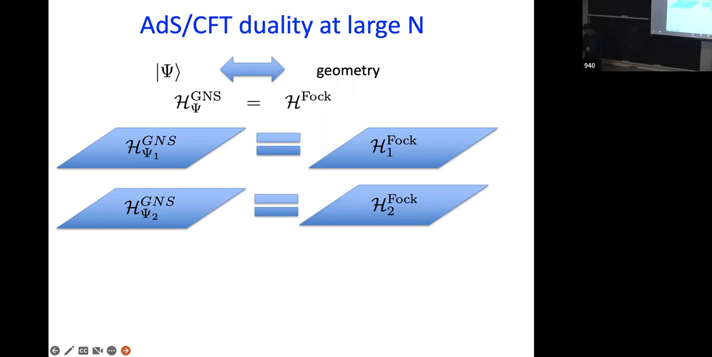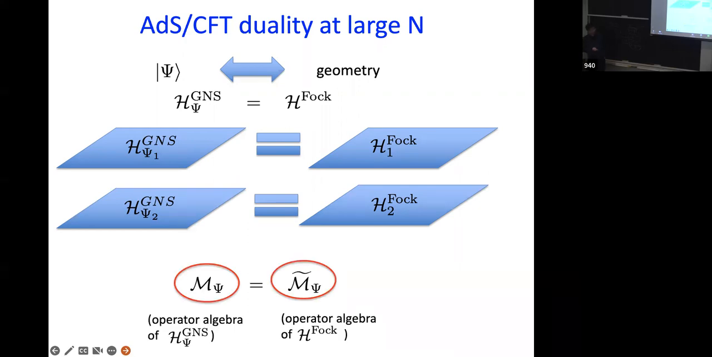And also, when you identify those Hilbert spaces around each geometry, you should also identify the operator algebra on both sides. This is the operator algebra on this GNS Hilbert space, and this is the operator algebra on the bulk side.